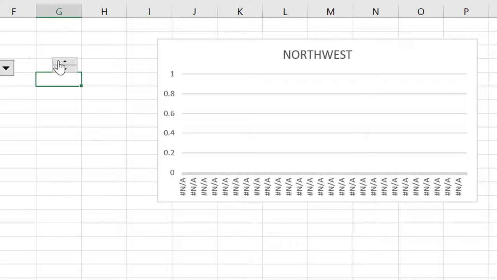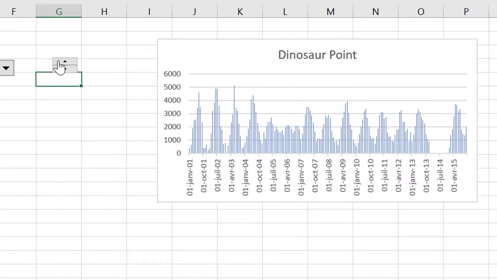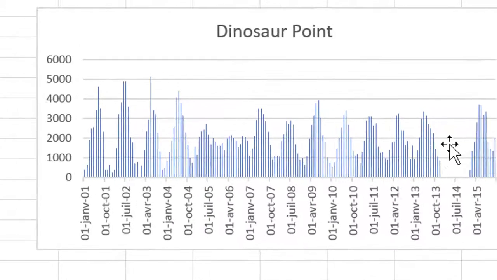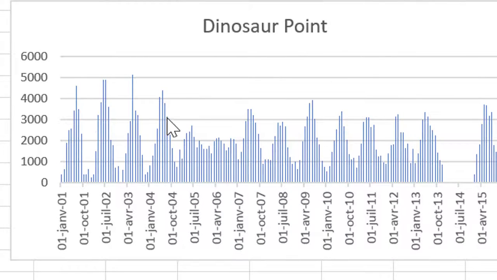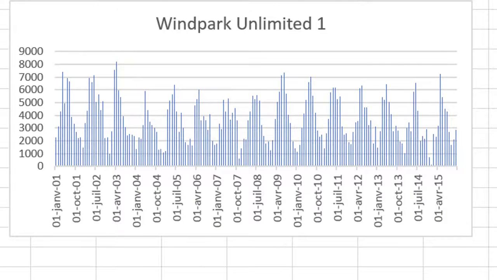See, we have some ones that don't have data, so here's this Chamberlain wind project operating since the year 2000. This one you'd be worried about. What happened? It looks like maybe there was some problems with the birds or something. I don't know. It looks like maybe dinosaurs attacked it.